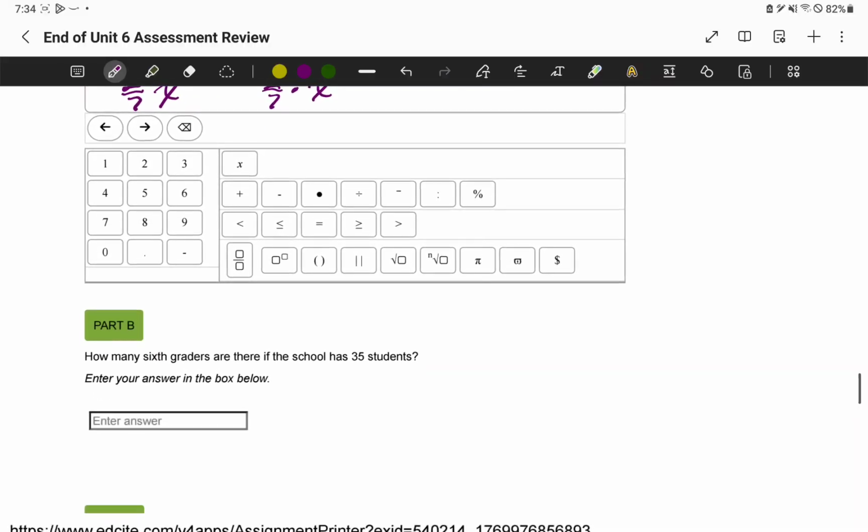Now, this is an awfully small school. How many 6th graders are there if there are 35 students in the school? Well, this just means X equals 35. So we do 2/7 times 35 over 1. Well, 2 times 35 is 70. 7 times 1 is 7. 70 divided by 7 is 10. And so 10 of them are in 6th grade.